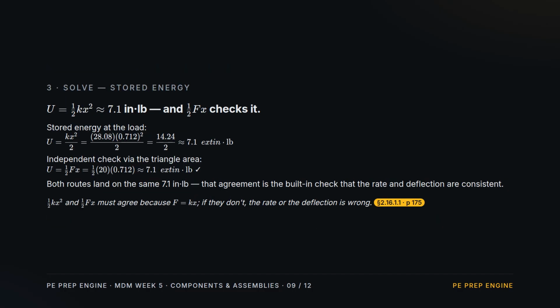Solve. Part 3. Stored energy is 1/2 kx squared, about 7.1 inch-pounds. Check it the other way, 1/2 Fx, and it lands on the same number. When the two routes agree, your rate and deflection are consistent. A free error check every time.